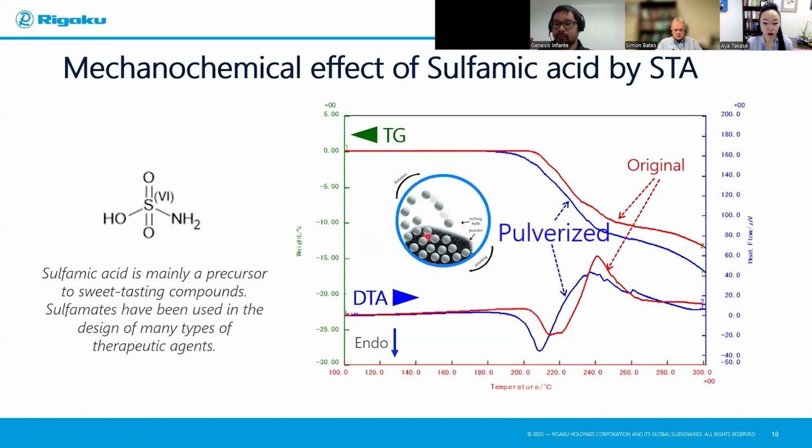And then once we pulverized it, what happens? What ended up happening is that mass loss occurred at an earlier temperature, and that melting and crystallization occurred again earlier. So it shifted and it changed the behavior overall.